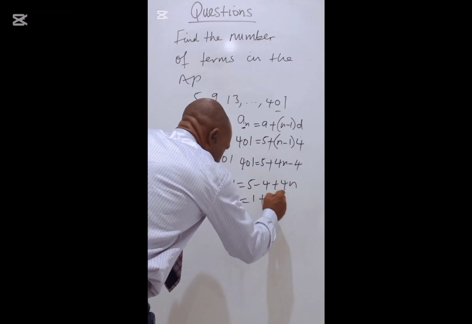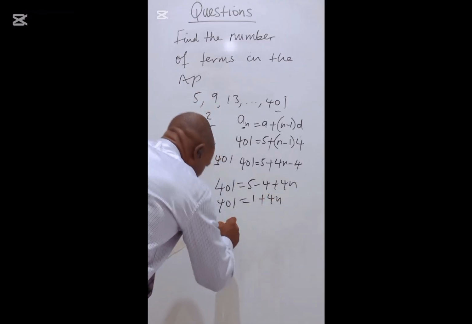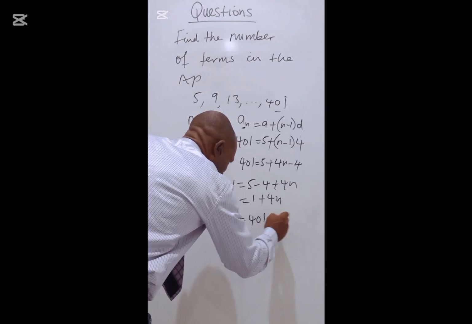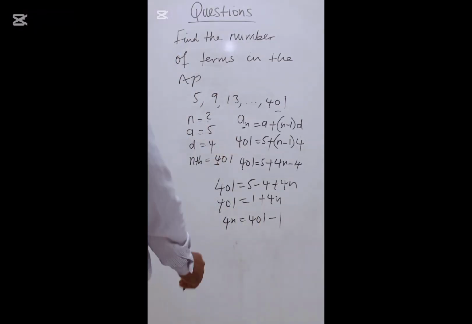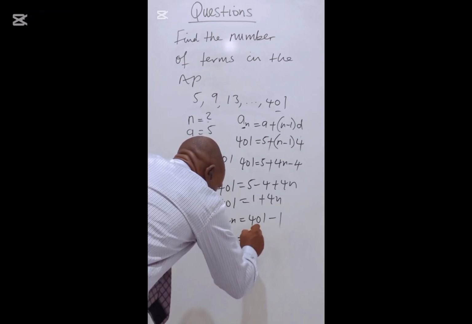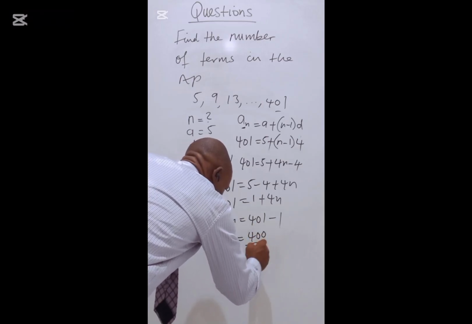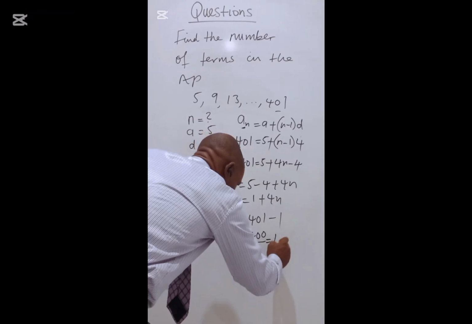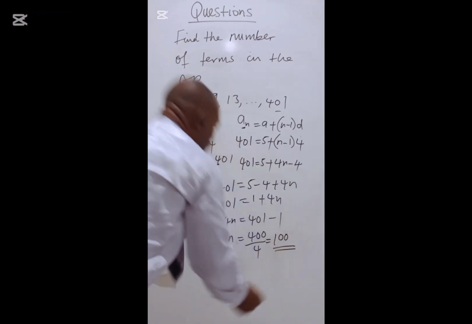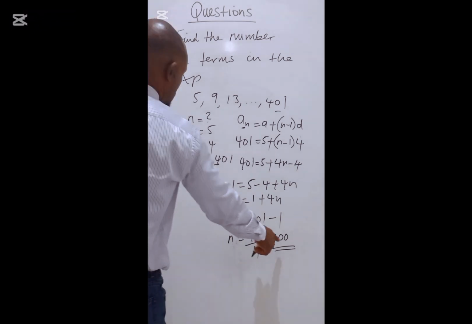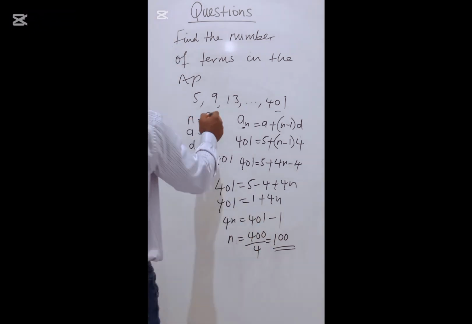1 plus 4n. This is the same thing as 4n is equal to 401 minus 1, where n is equal to 400 all over 4. Therefore, n is equal to 100. So the number of terms in the sequence, which is n, is equal to 100.